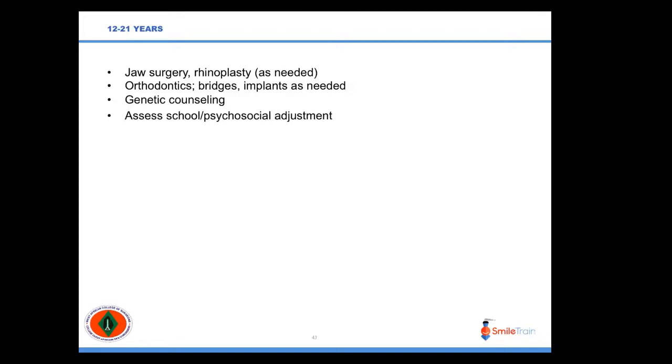If there is a need for bridges, implants, these are done. And then now you can cancel that, okay, if you want to marry, this is the possibility. These are things you need to know about the possibility of your child that you are going to have. We have cleft lip and palate. And then we also assess the school and psychosocial adjustment.